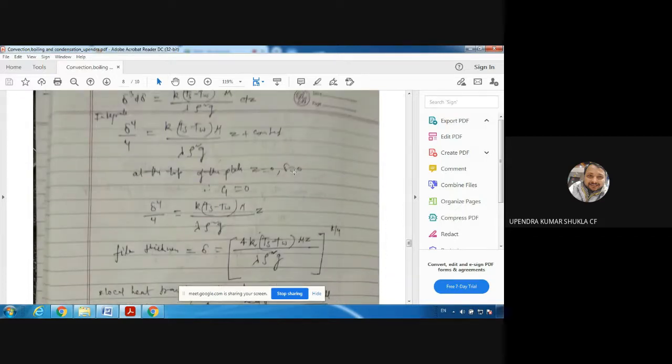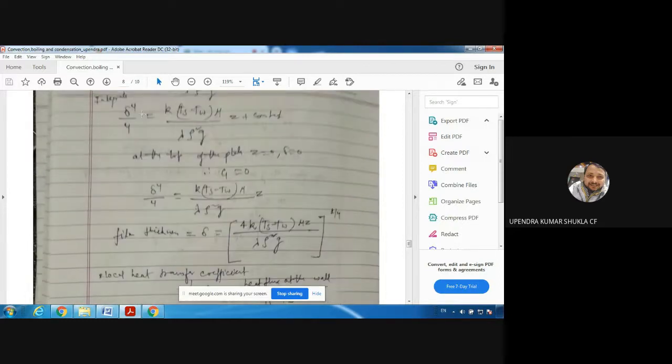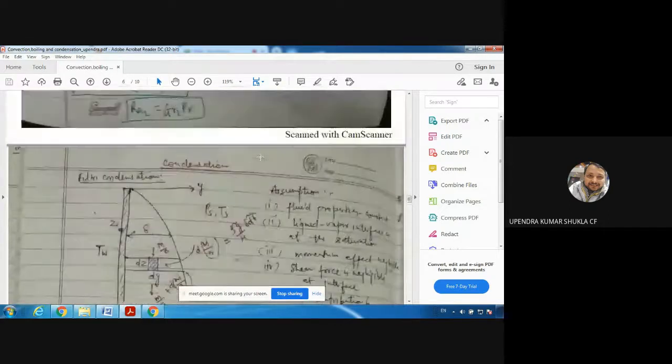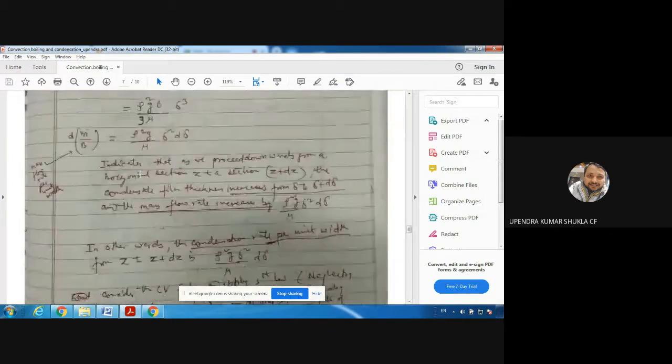Now at the top of the plate, z is equal to 0. You must understand what the value of delta will be at the top of the plate. At the top of the plate, z is equal to 0 and delta is equal to 0, because of the film thickness. Here z is increasing in the downward direction, so at z is equal to 0, delta is equal to 0. Through this boundary condition you will get the value of the constant.